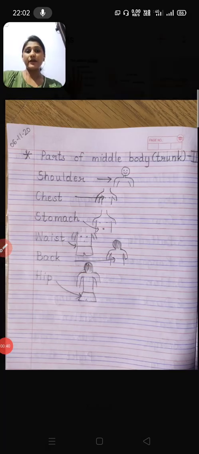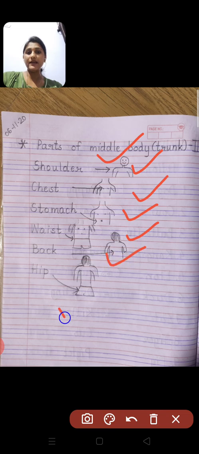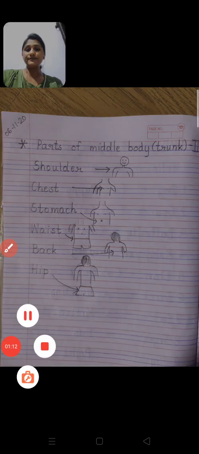Parts of middle body, that is trunk and torso, right? What comes under this portion? Shoulder, chest, stomach, waist, back and hip. I hope you have written this in your notebook also, and you understand which part is called shoulder, chest, stomach, waist, back and hip. Okay, and facial also we have revised 2 times. What are the body parts that come under head? Okay, now let us move forward.